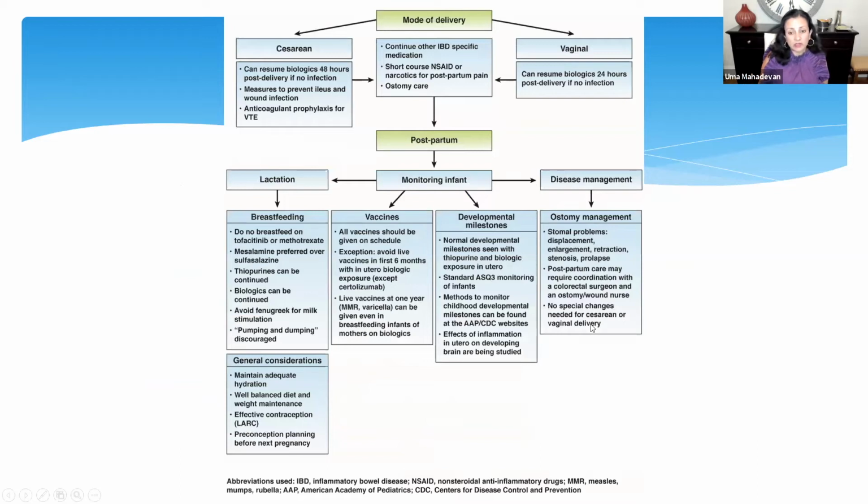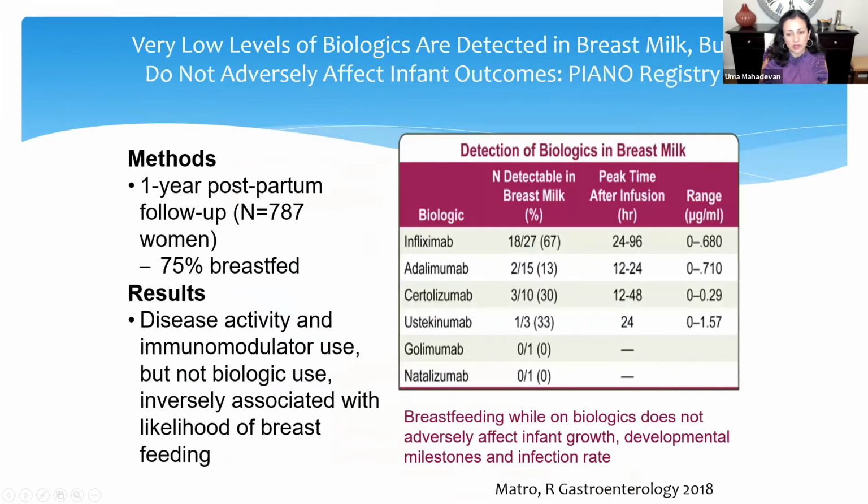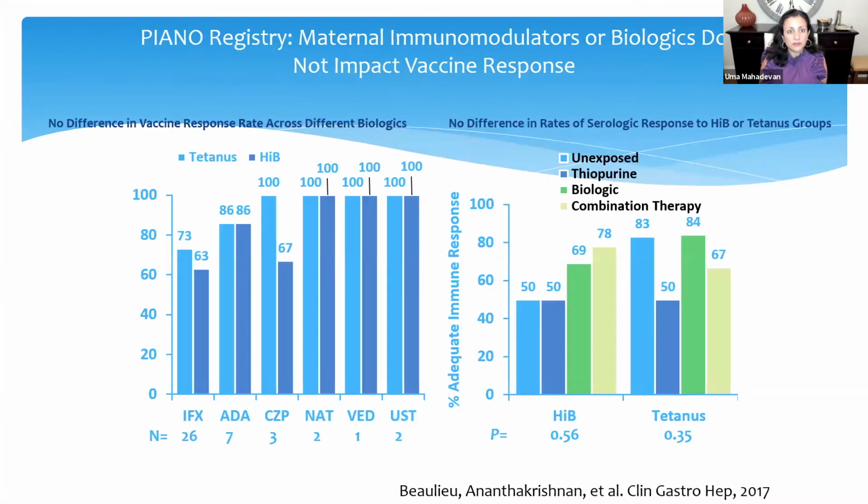So what about breast milk? Monoclonal antibodies do cross into breast milk, but at a fraction of the amount that you see crossing the placenta. It's at the nanogram level, and all of them cross, but minimally. Breastfeeding while on biologics did not adversely affect infant growth, developmental milestones, and infection rate. So we feel comfortable having mothers breastfeed on biologics.